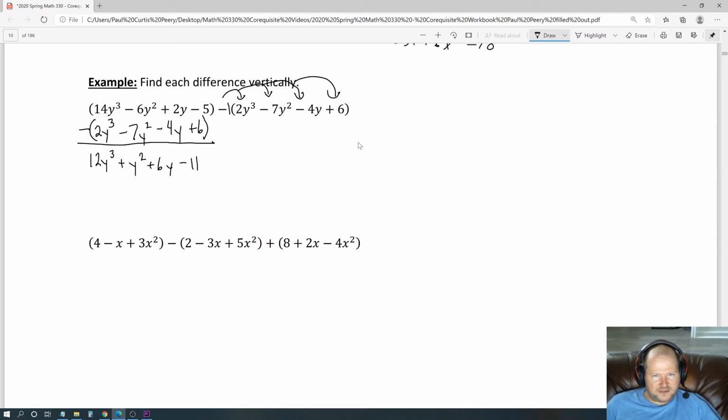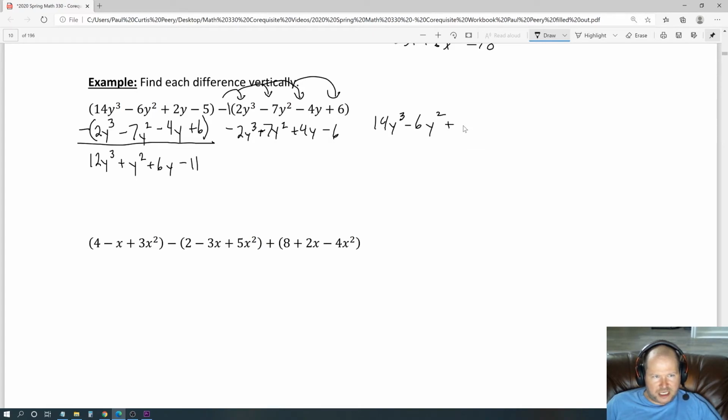Now, if you find that confusing, and I would understand, what you would do is distribute the negative. So you distribute the negative, and that would turn into negative 2y cubed, plus 7y squared plus 4y, and then minus 6. And then you would just rewrite it after distributing the negative. So you don't have to distribute the negative.